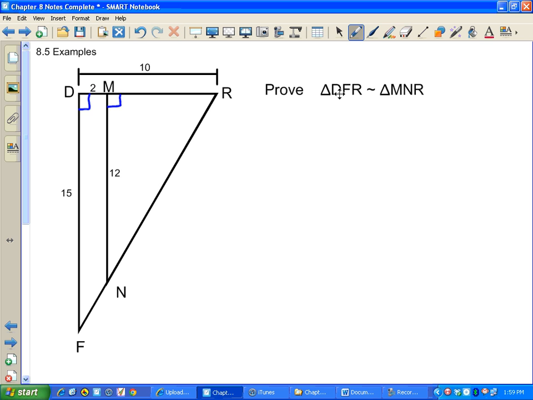So prove that triangle DFR, which is the whole triangle here, is similar to MNR, which is this little one here. Okay, so I'm going to fill in the missing information that I have. First, if this whole thing's 10 and this is 2, that makes this 8. Okay, so I'm going to write that in. Let's first prove this by angle-angle. Okay, so here's our angle-angle proof.